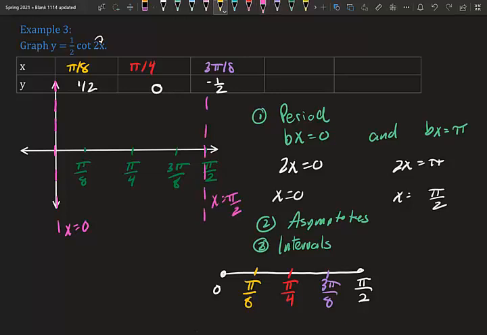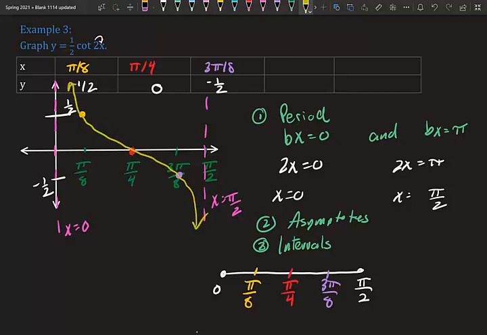Let's plot our points. We have pi over 8, 1/2, pi over 4, 0, and 3 pi over 8, negative 1/2. And we're going to connect the dots as best as we can, following the curvature of the asymptotes. Or use the asymptotes to make your curve, so I was trying to say.